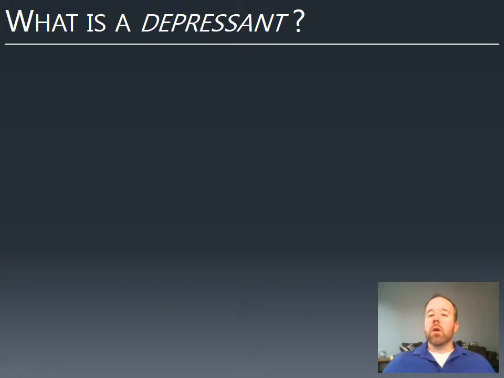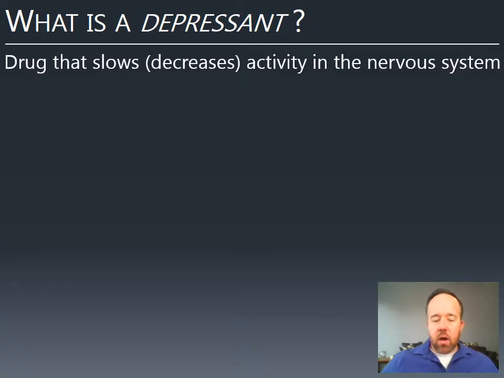Okay, so on to our unit on depressants. First, what is a depressant? So a depressant is sort of the opposite of a stimulant. It's a drug your book says slows activity in the nervous system. I think it's more accurate to say that it decreases activity in the nervous system. Action potentials still travel down axons just as fast. They're just less likely because of depressants, and for reasons that we'll see in a minute or two.